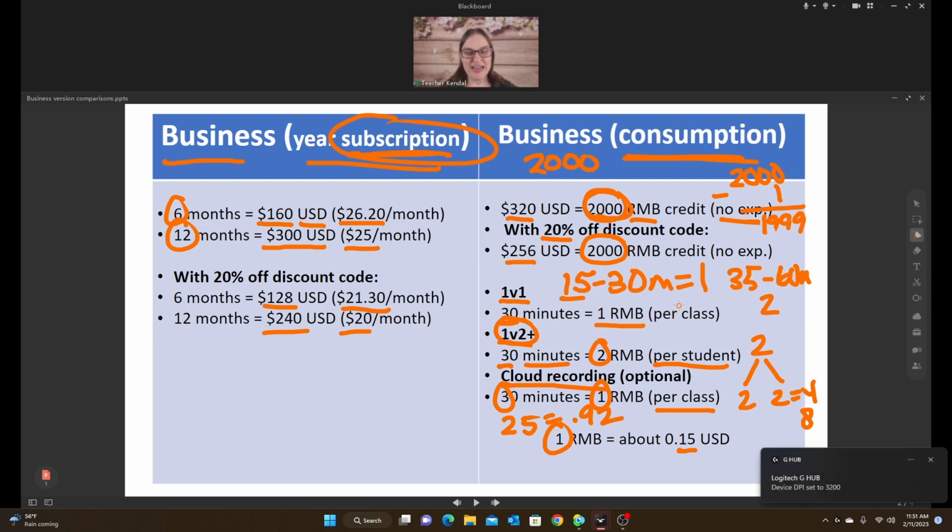So now you might be thinking, well, what's the easiest way to figure out which one is the best? Well, subscription is easy. Just think, how much am I paying a month? For the first year, it's going to be $20 a month. After that, it would be $25 a month. With the consumption, it's a little bit more tricky. If you teach 1v1, 30-minute classes like I do, it's super simple. But if you teach more than that, it might be a little bit more confusing.